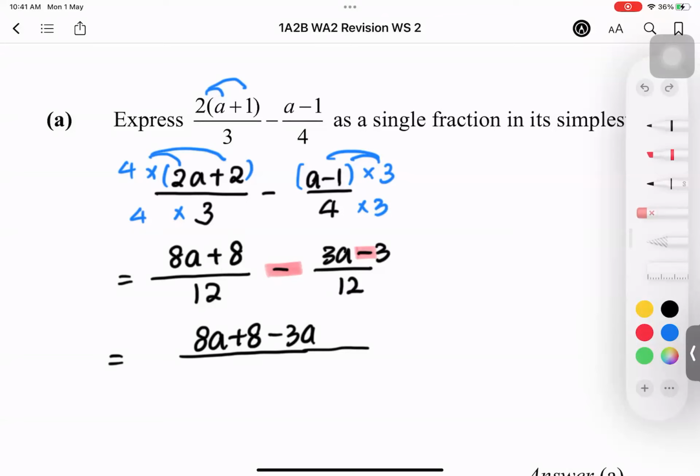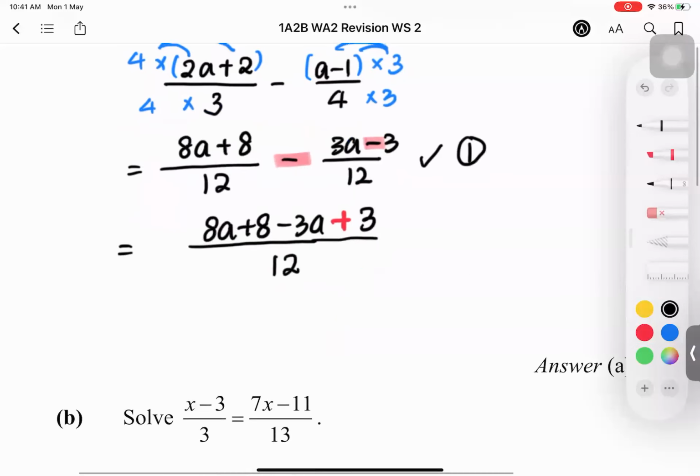Negative and negative. This one becomes plus, so this one becomes plus 3. Please be careful, don't make careless mistakes. Okay, you do until here so much already, then you got no marks. So this one, 1 mark over here, you combine it correctly.